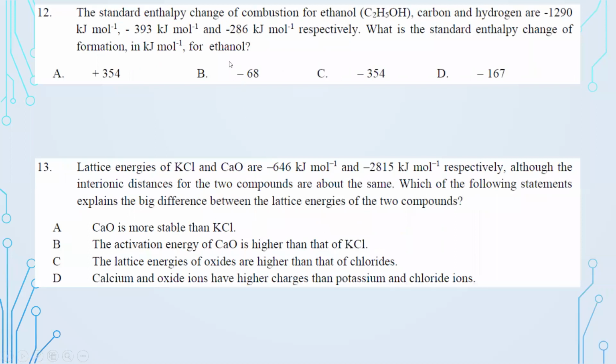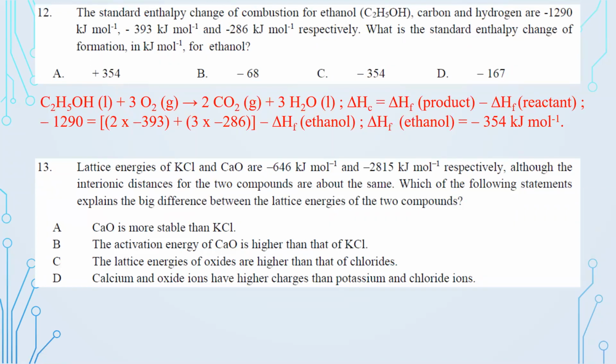The standard enthalpy changes of combustion for ethanol, C2H5OH, carbon, and hydrogen are given below. What is the enthalpy change of formation for ethanol in here? Okay, so in here you can either use Hess's law, or you can calculate using the formula: total enthalpy change of products minus total enthalpy change of reactants. But at the end of the day, you will get the answer as positive. But you should know that enthalpy change of formation is usually negative. So you can still use this method, but later you reverse the sign. Because it's objective, we are not looking for structure, so you can still use this method, no problem.